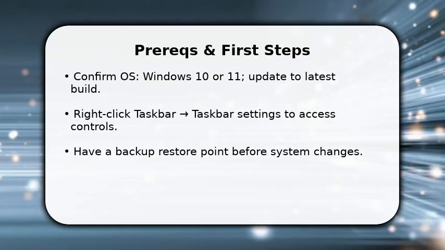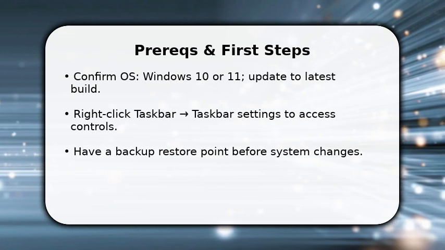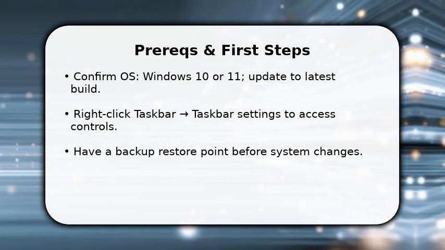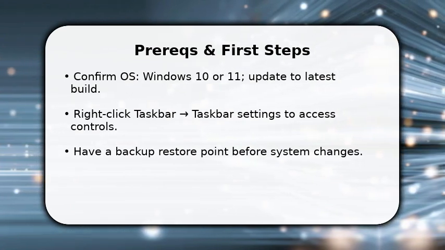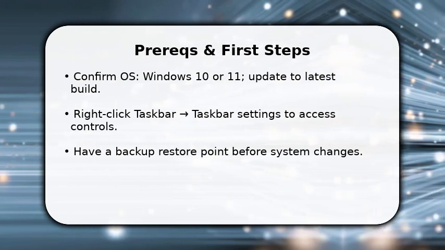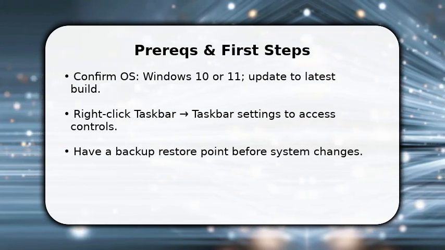You'll start by confirming your system supports taskbar customization. This is why Windows 10 or 11 and recent updates matter. Once confirmed, open taskbar settings directly by right-clicking the taskbar and choosing Taskbar settings, because that grants the controls you need. Make a restore point now. If a tweak misbehaves, you can revert quickly.